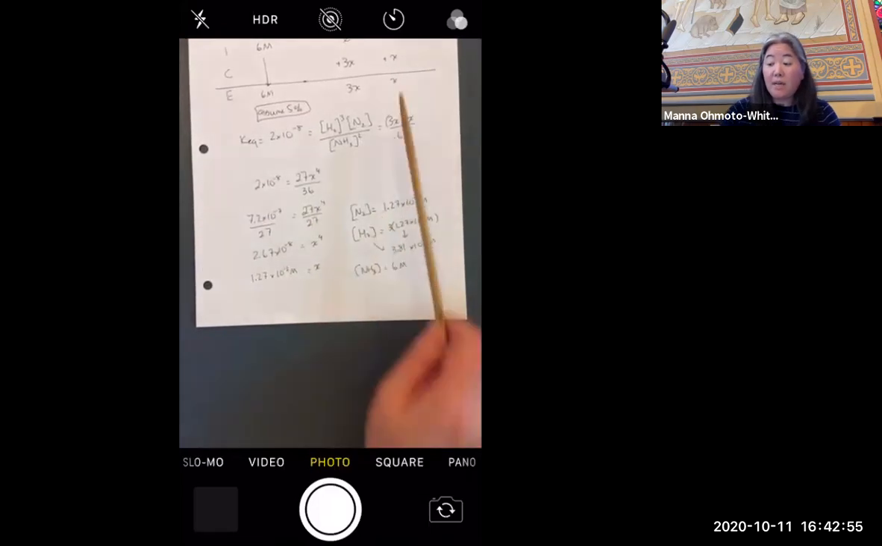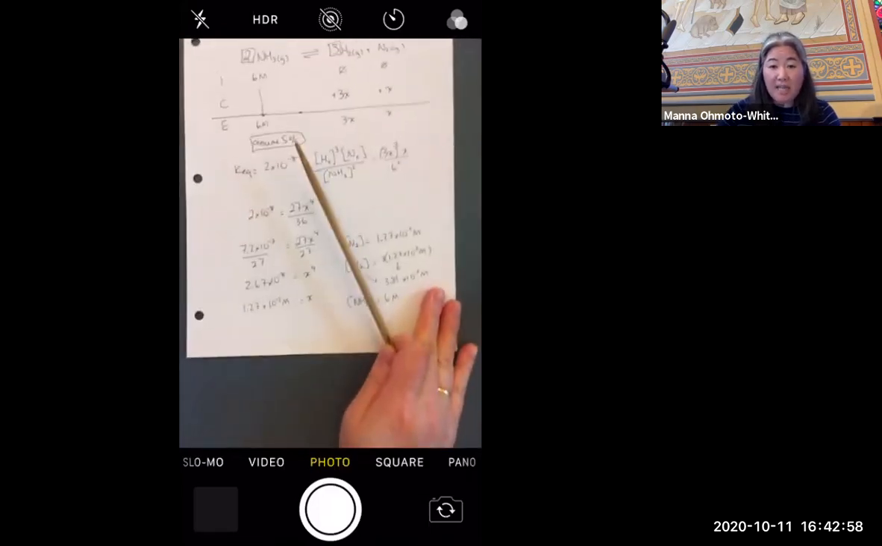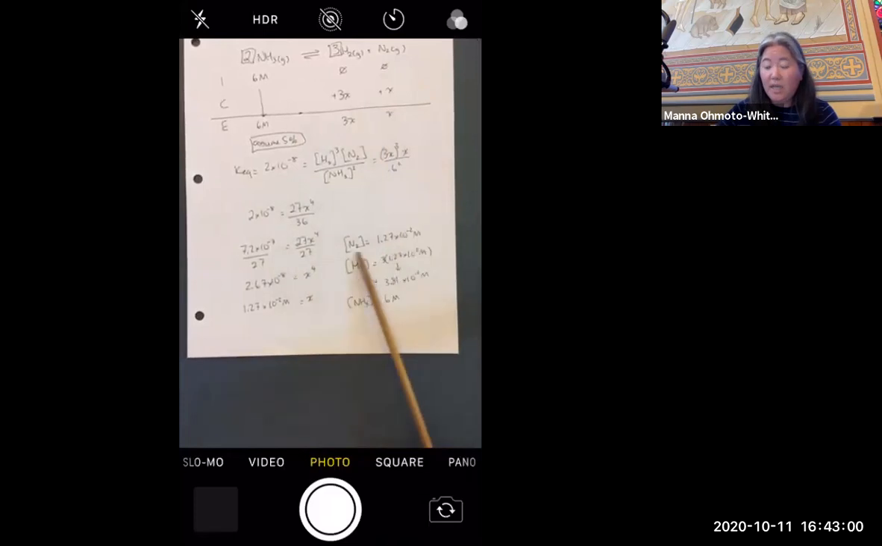So that means that's my N2 concentration. That was my x value, right? So my N2 concentration at equilibrium is 1.27 times 10 to the negative 2nd, and my H2 concentration is 3 times that, 3x, or 3.81 times 10 to the negative 2nd, and my NH3 concentration is still 6 molar.